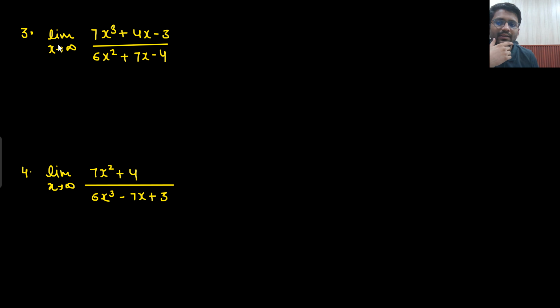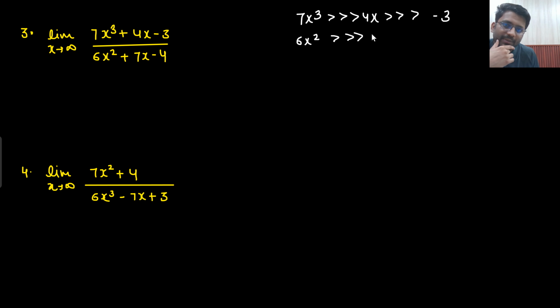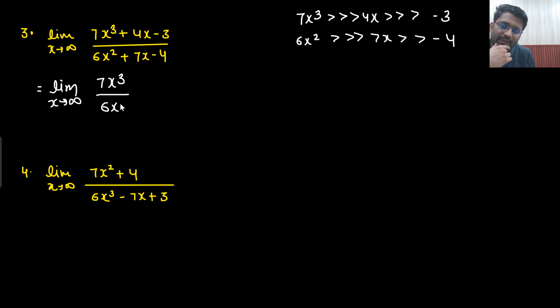Now what I will think, sir, x is tending to infinity, that means 7x cube would be much larger than 4x, and much larger than minus 3 as well. And similarly downward, 6x square will be much larger than 7x, and much larger than minus 4 as well. So what I will get? Limit x tending to infinity, I can ignore these two guys. What I will get? 7x cube divided by 6x square. Limit x tending to infinity, x cube divided by x square. So this will become 7 by 6 x.